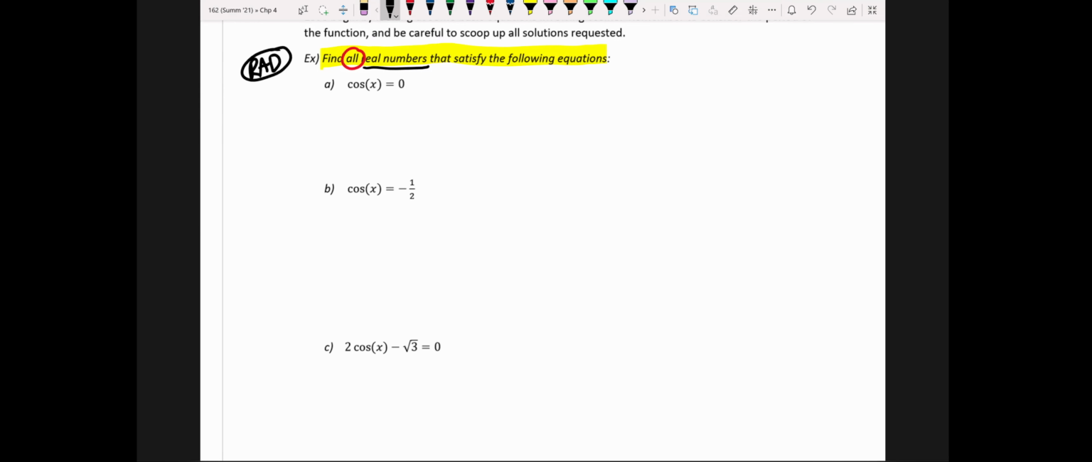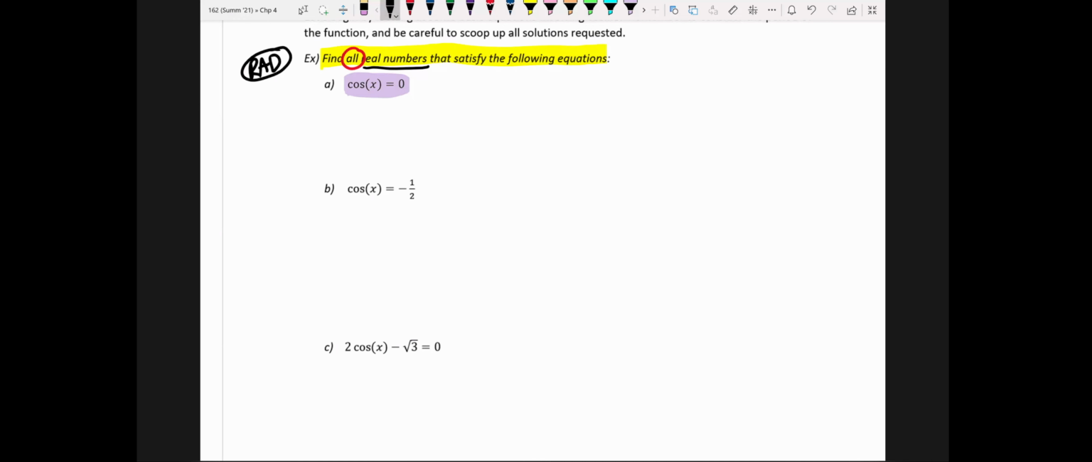So in solving a trigonometric equation, there are 3 steps. The first step is to isolate the trig function. Here, step 1 is already completed. Sometimes step 1 will take a lot of work, but for these level 1 problems, it's already isolated.